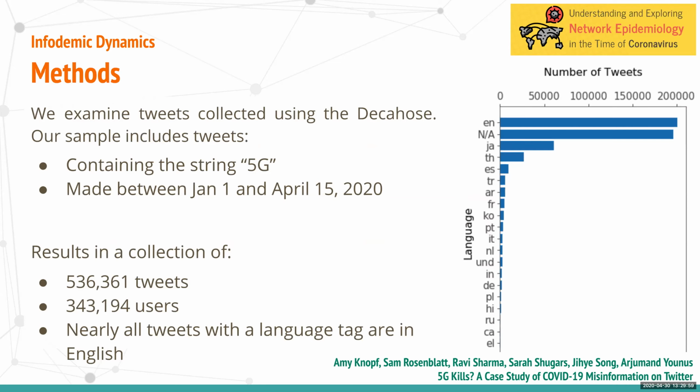Our sample included tweets that were made between January 1st and April 15th, which contained the string 5G surrounded by a word boundary. Originally, we planned to do a multilingual analysis, but we found that the majority of tweets containing the term 5G were in English, so we decided to focus on English language tweets.